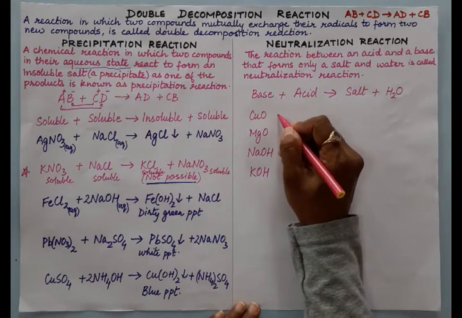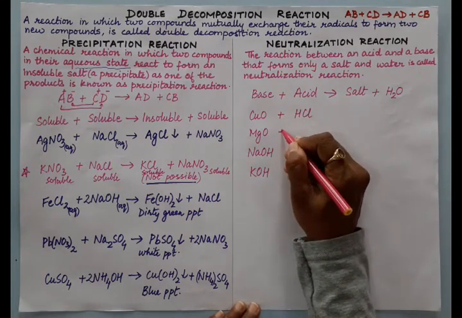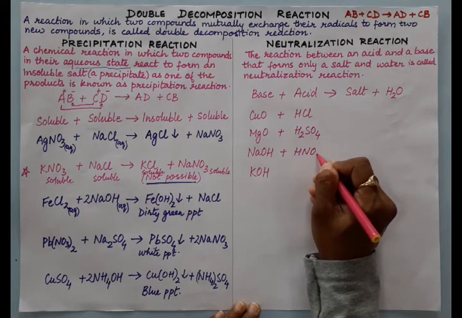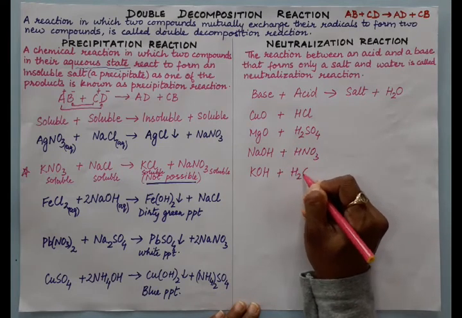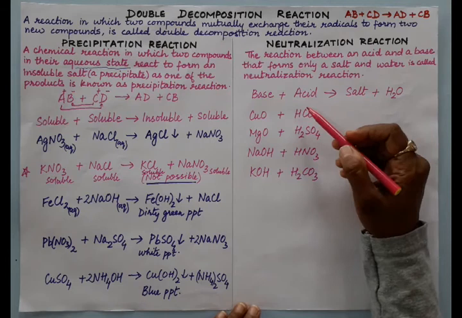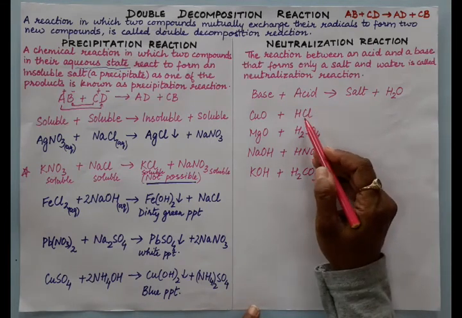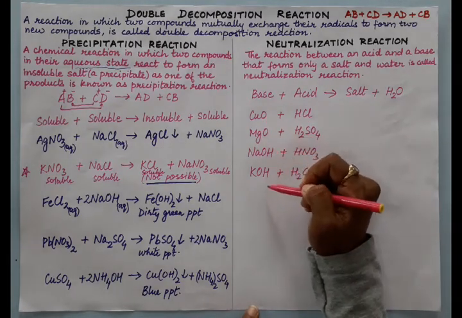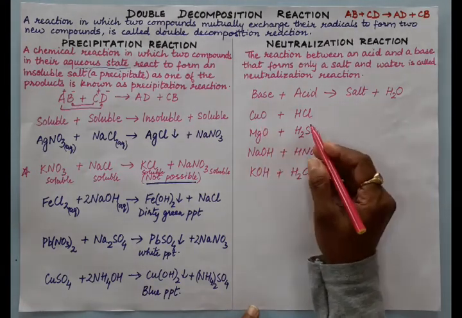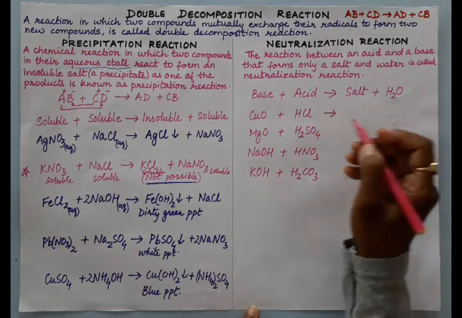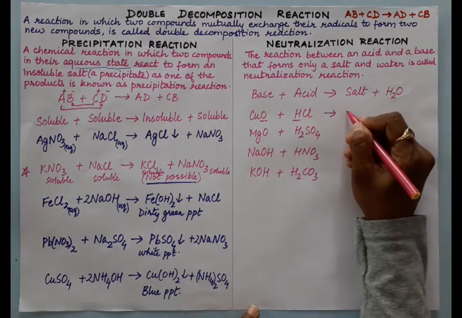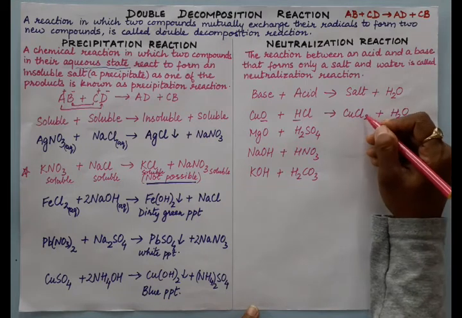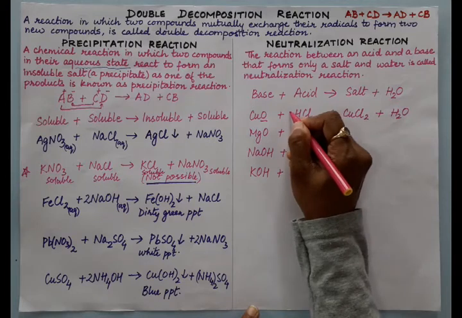Then acids: hydrochloric acid, sulfuric acid, nitric acid, carbonic acid, you can take any acid. What are acids? Acids are chemical compounds which, when dissolved in water, yield H plus ion as the only positive ion. So when this base reacts with acid, we get the corresponding salt plus water. You remove this O and H in the form of water, and you get the corresponding salt plus water. Copper, cupric is 2 plus and Cl is 1 minus. Then you balance the reaction.